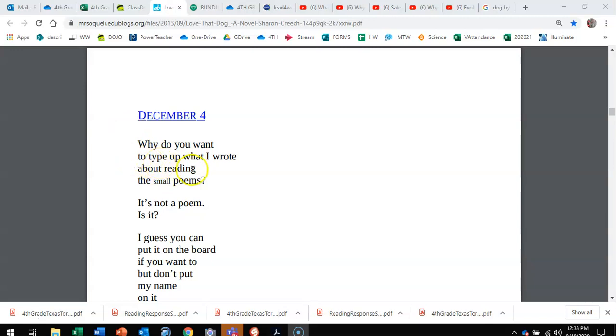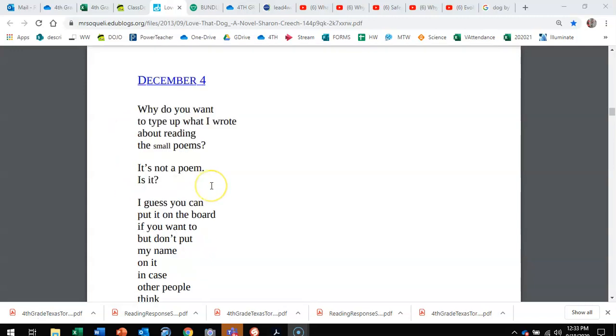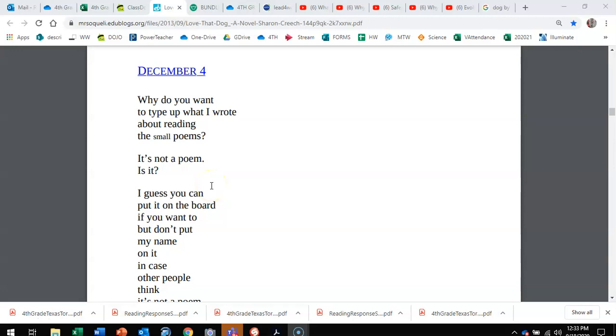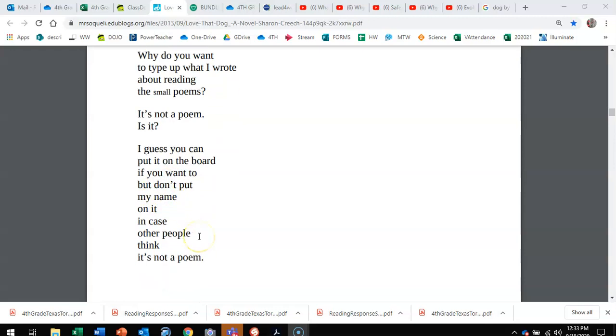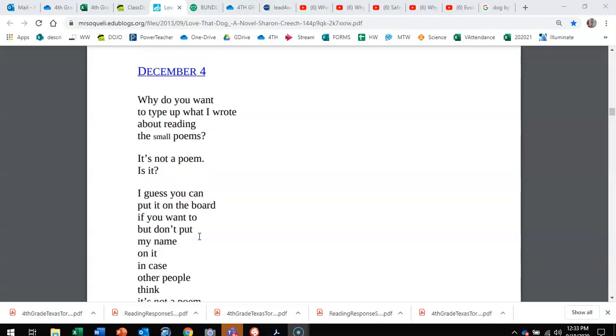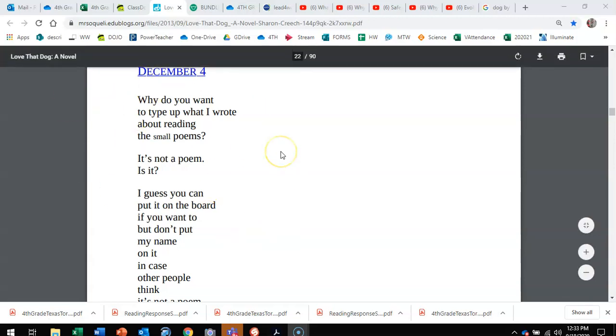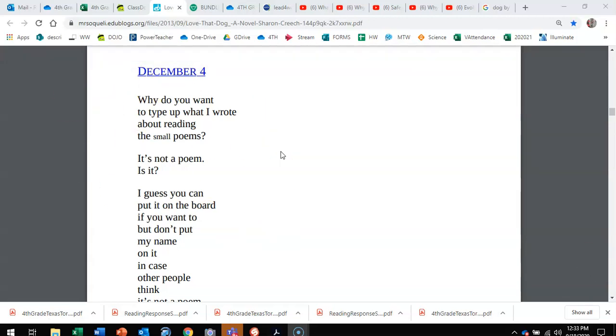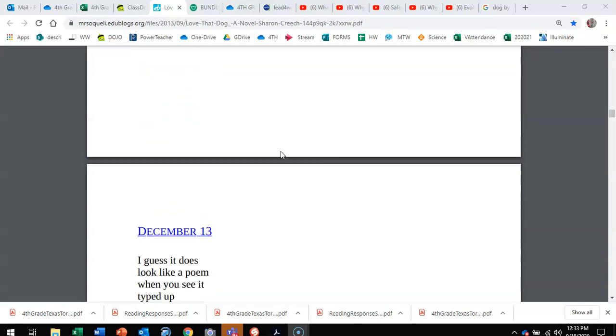Why do you want to type out what I wrote about reading the small poems? It's not a poem, is it? I guess you can put it on the board, if you want to, but don't put my name on it in case other people think it's not a poem. So boys and girls, is he feeling very confident towards his poetry? No, right? He's not really feeling very confident. He's very shy. He's saying, okay, you can put them up. And we could infer the teacher is asking him, hey, Jack, your poems are really good. Can I put them up? And he's saying yes, but he's very shy. He's insecure that it's not good poetry.